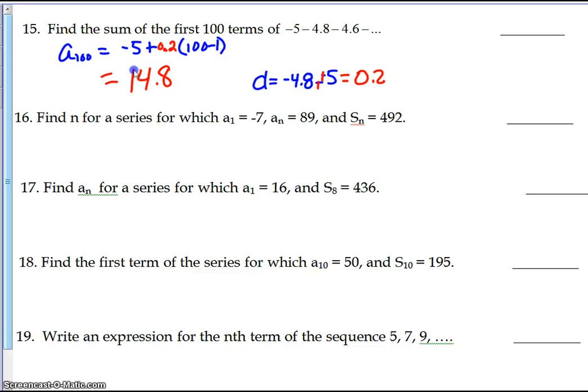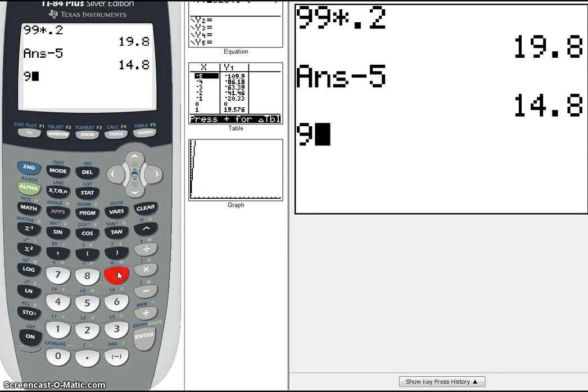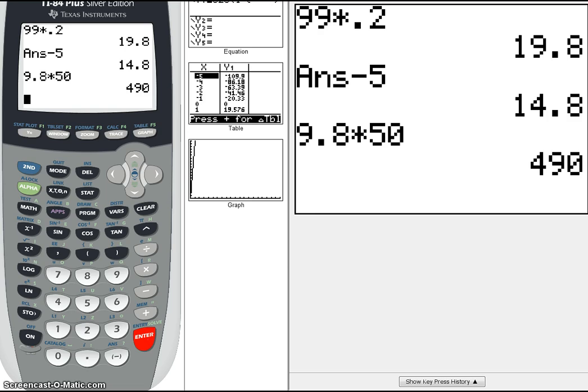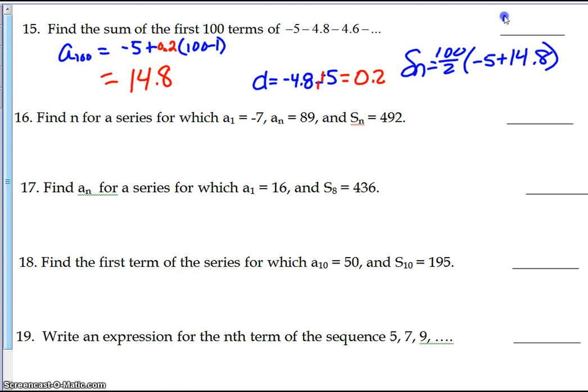So then what that means is when I'm looking at my sum, we're talking 100 terms. My first one is -5. My last one is 14.8. And I can work it out from there. So really I need to go 9.8 times 50. Okay, so let's do that here. 9.8 times 50, I got an answer of 490. So my answer here was 490.